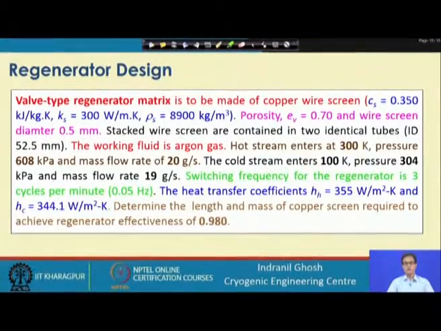What we are supposed to find out is the length and the mass of the copper screen required to achieve a regenerator effectiveness of 0.98. So, if we have to achieve a 98% regenerator effectiveness, what would be the mass of the copper screen to be used, and what would be the length of the regenerator that we have to specify or calculate? These are the parameters that have been given, and we will first look into the procedure that we have to follow, and then we will go about the solution of this problem.